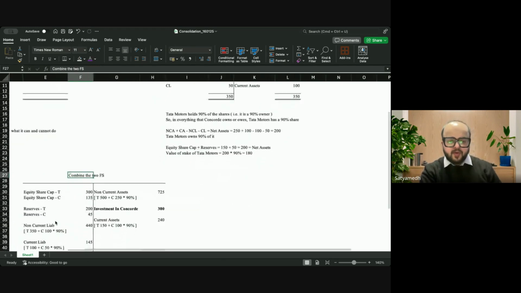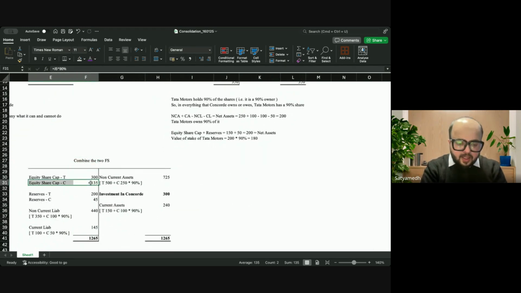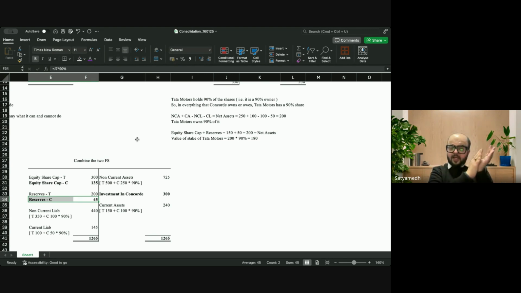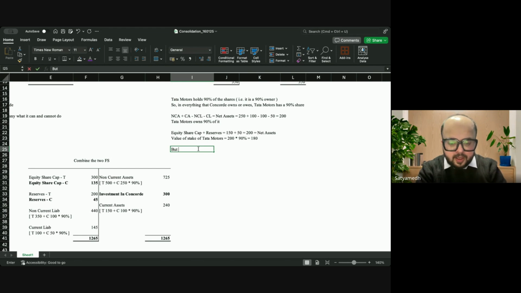Now observe one thing. This 180 you can see here also. See this 135 and 180. Now on the liability side of your balance sheet, you have the value of stake. So when Tata Motors purchased a stake in Concord, the value of that stake is 135 plus 45, that is 180. But if you see the asset side, what is written here? Here you see investment in Concord worth 300. So just think about it.